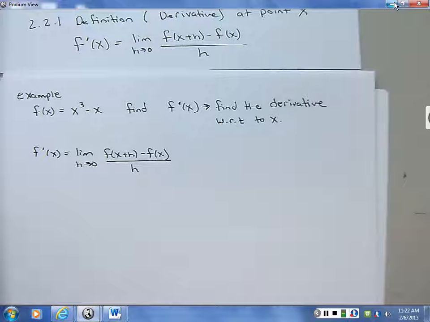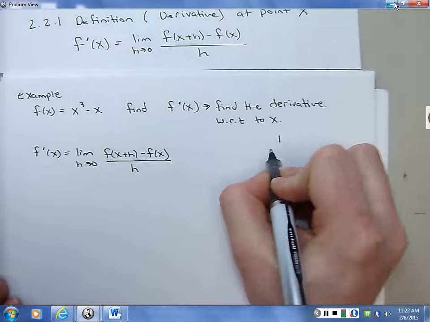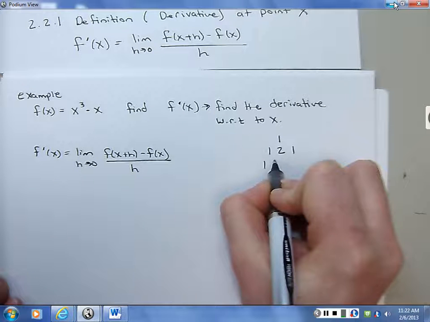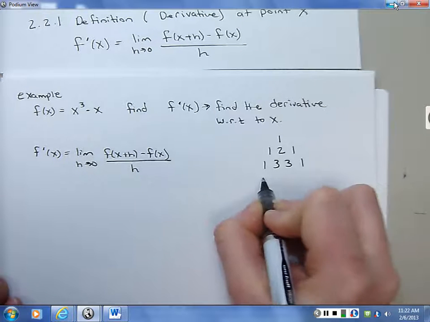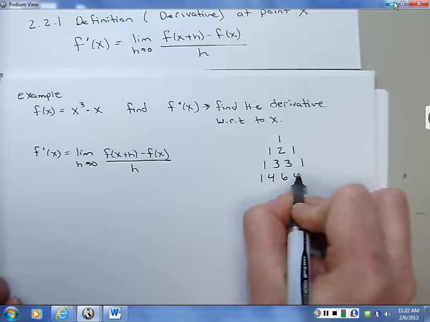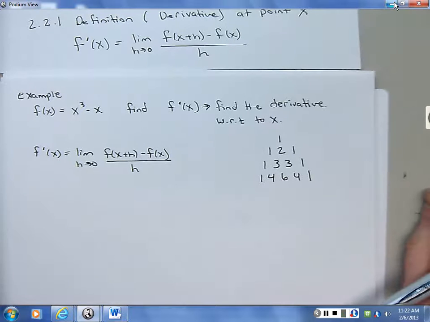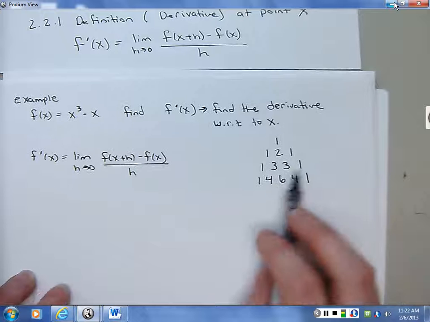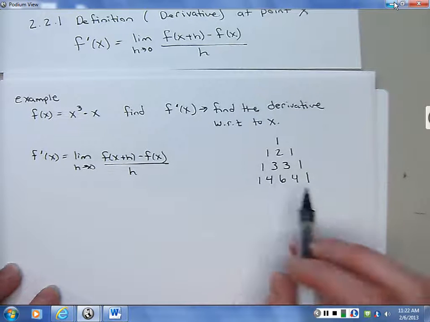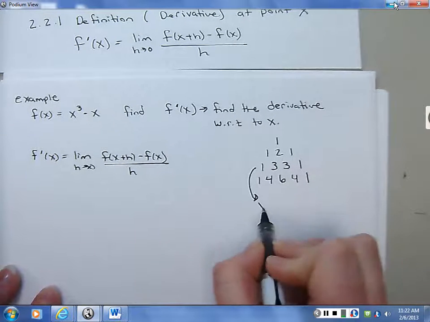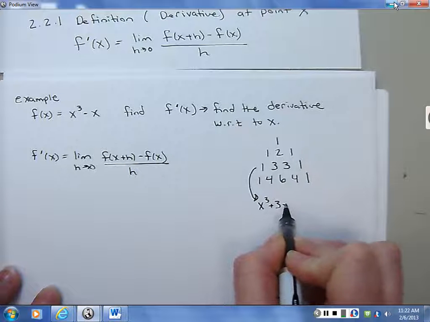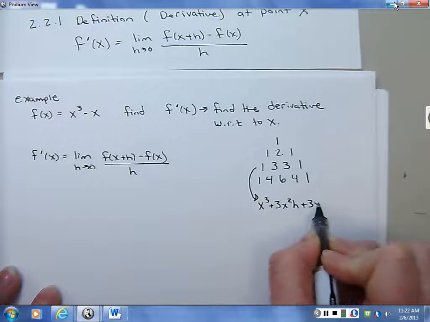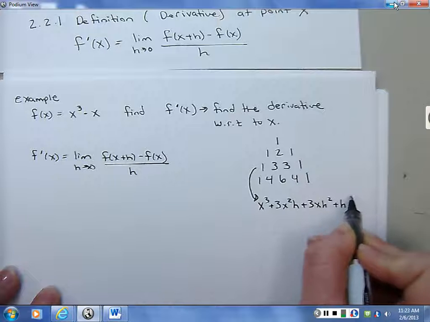Does anyone know what x plus h cubed is? Okay, think of the binomial theorem. If you guys remember the binomial formula? Or Pascal's triangle? Yeah, it's binomial expansion or Pascal's triangle. This gives you the coefficients. So if I'm cubing something, I look here and that means it's x cubed plus 3x squared h plus 3xh squared plus h cubed. Right?